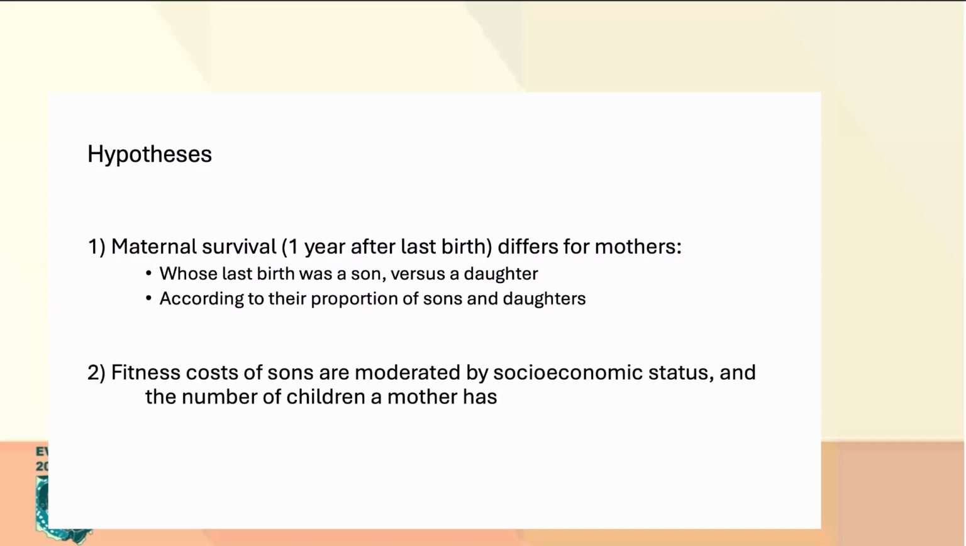And we also hypothesized that this would be moderated by socioeconomic status and the number of children that a mother has. So the idea here is that mothers who have a son at their last birth would have reduced survival, that a higher proportion of sons would have reduced survival, and that this would be exacerbated by mothers of lower socioeconomic status and those who had more children.